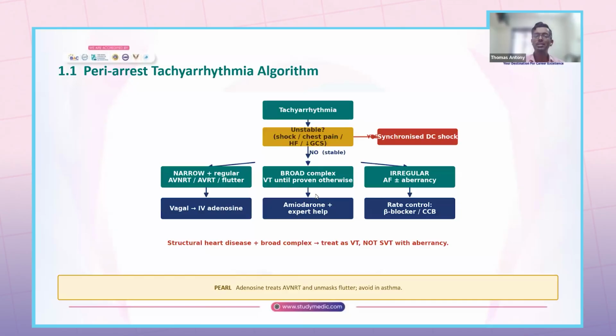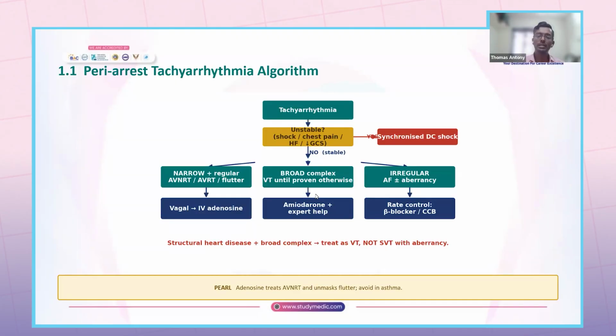So how do you manage the peri-arrest tachyarrhythmias? So this is the algorithm that we follow. If there is a tachyarrhythmia, it means there is a fast rhythm here. So first we have identified the pattern in the ECG. Now we have to see whether the patient has clinical stability or not. So if the patient is clinically unstable, always go for a synchronized DC shock.